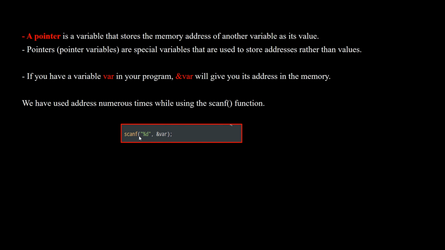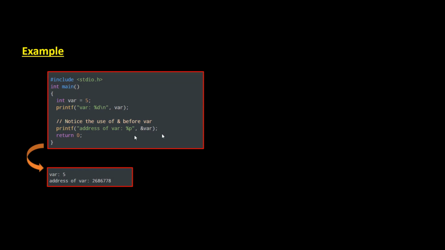For example, here we use scanf %d, address of var. So we used to use the address. Here we are storing our input at the address of var. For example, if we have int var equal to 5 and we printf var, we will get the value inside var, which is 5.